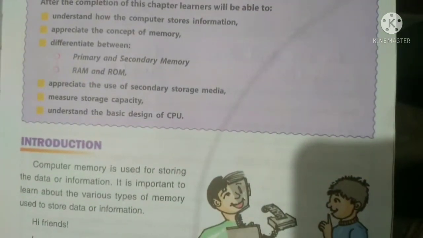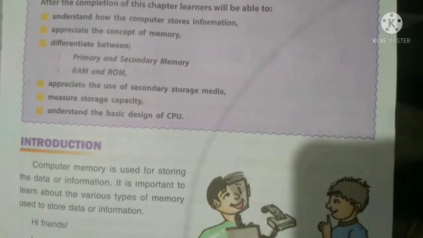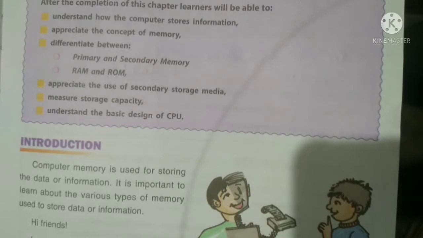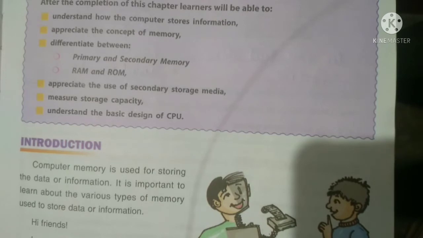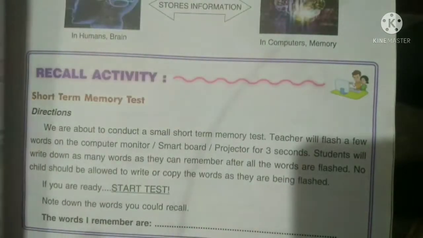Introduction. Computer memory is used for storing data or information. It is important to learn about the various types of memory used to store data or information. Hi friends, I am Tobo. Meet my friend Dobo. Let us play a memory game. Memory game, what is that? It is a game where you need to use memory. It means in this chapter mainly we'll describe memory. Oh, okay, let us play.